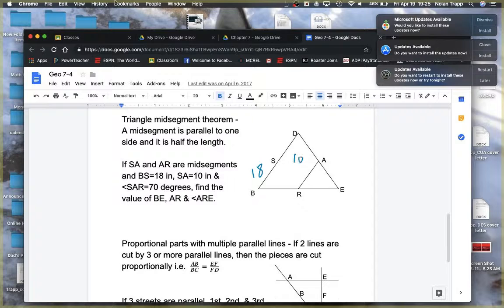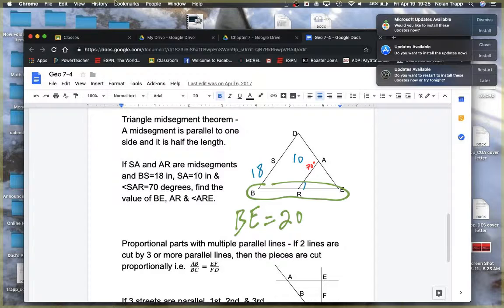And that angle SAR, which is right here. Find the values of BE, AR, and the angle ARE. So right there. Okay? First off, let's do BE, because BE is actually easiest. Because they told us that if SA is a mid-segment, it has to be half of this length. Therefore, since SA is 10, BE has to be 20.